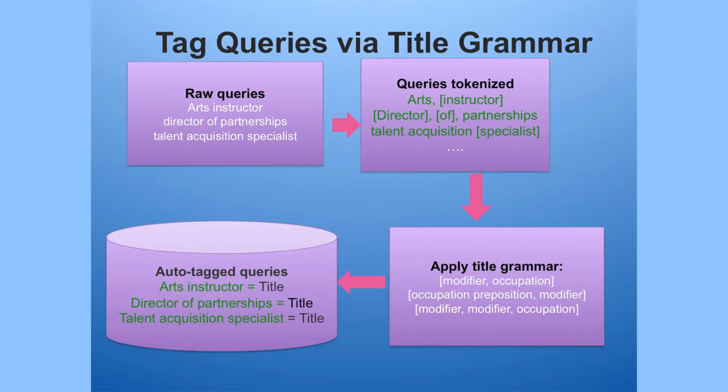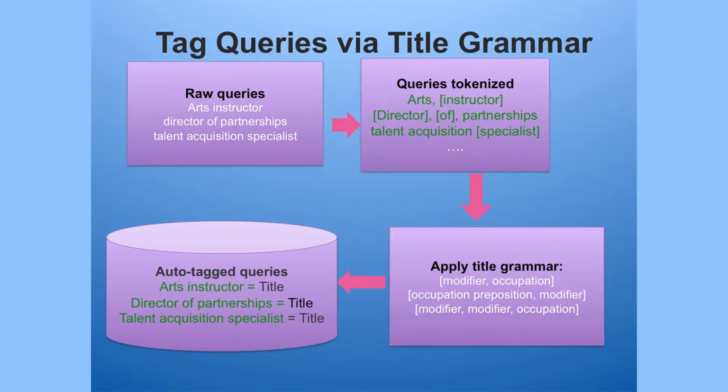And so now we're going to go back to our queries that look sometimes suspiciously indistinguishable from titles because they are short. And if we see a query that is 2 words long and it has something we know, we will label it according to our grammar. So specifically, we have, let's say, a raw query like arts instructor or director of partnerships or talent acquisition specialist. We will tokenize the query, and then we will apply our grammar.